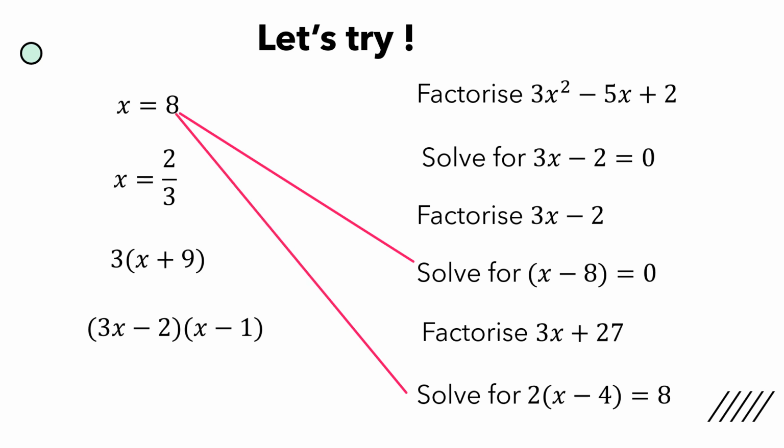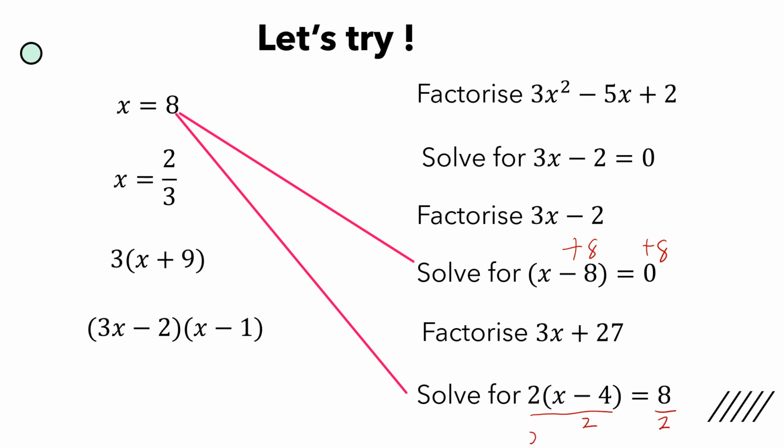Wait, hang on, too fast. You just add 8 on both sides, and then you get x equals 8. Right, so the second one is also possible to get x equals 8. You just have to divide by 2 on both sides.